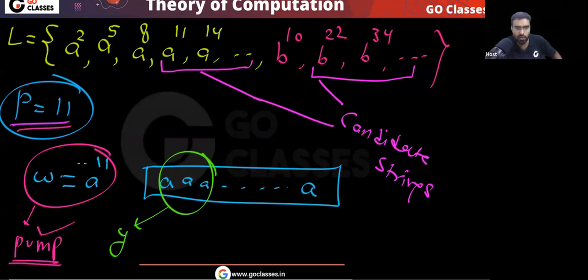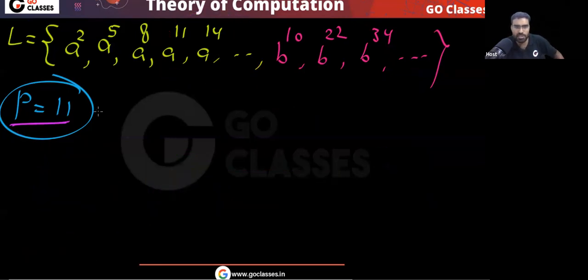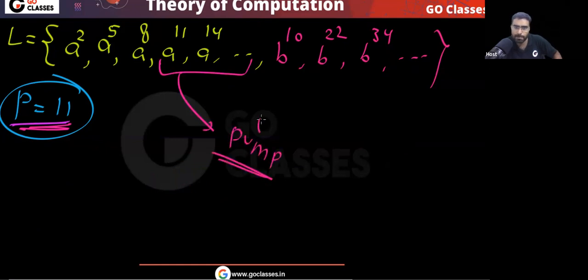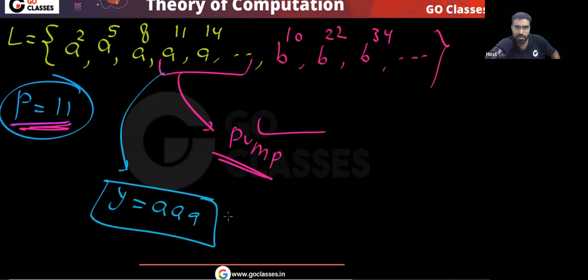So for p equal to 11, these will pump. Actually, all of them will pump. Do you agree with me that all these strings will pump? All you need to do is take y equal to triple a, and they will pump.